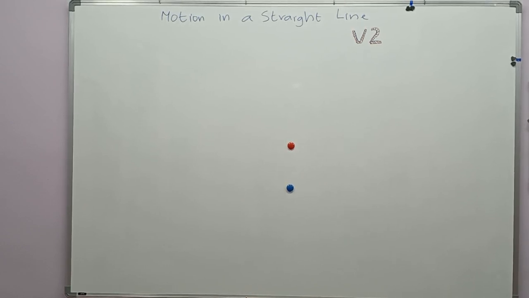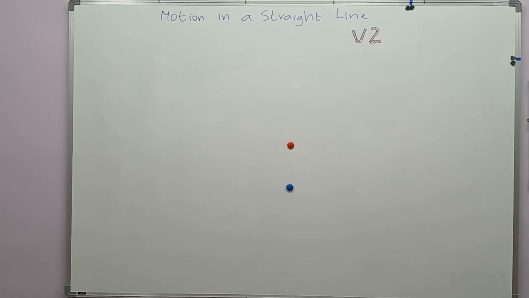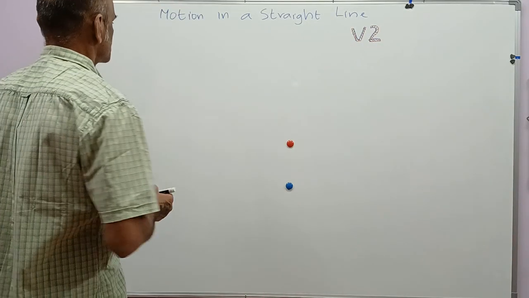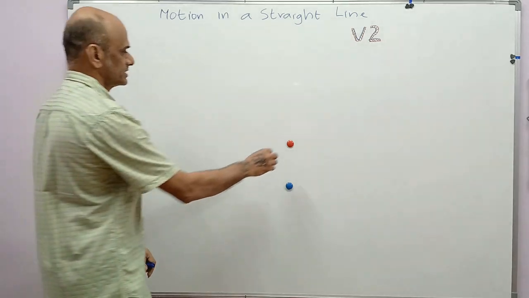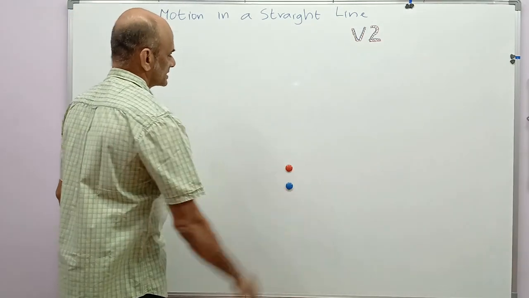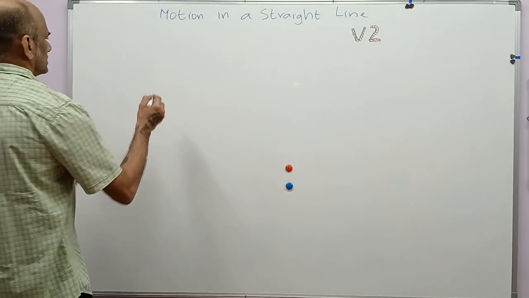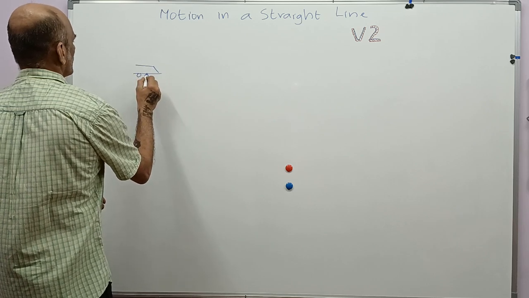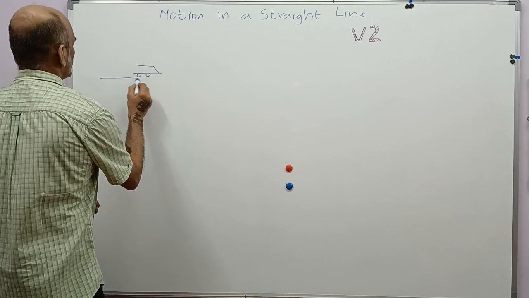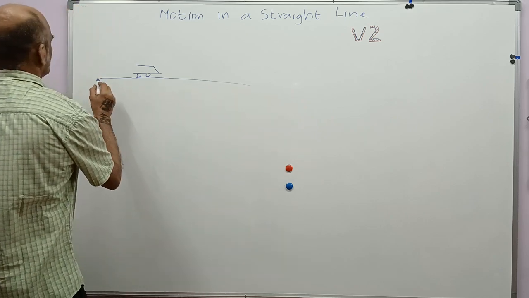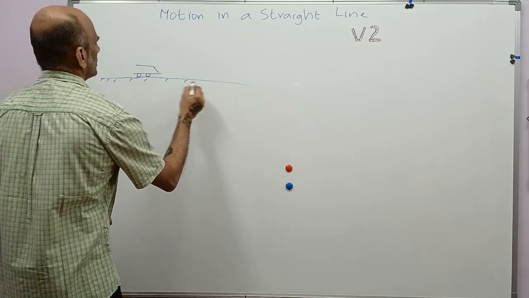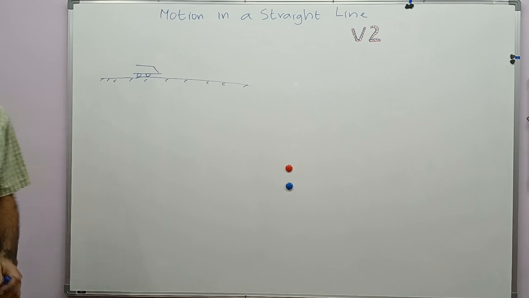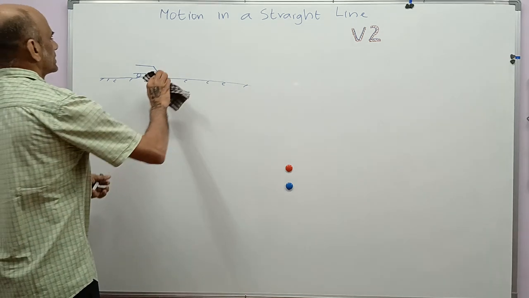This is video number 2 on the topic motion in a straight line. First, a small discussion. The simplest motion one can have is rest. Consider a car on a straight road. The engines are off, so the car is in this position for all times.